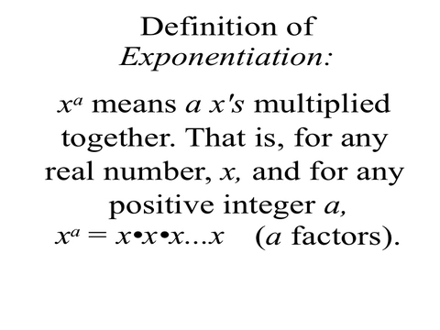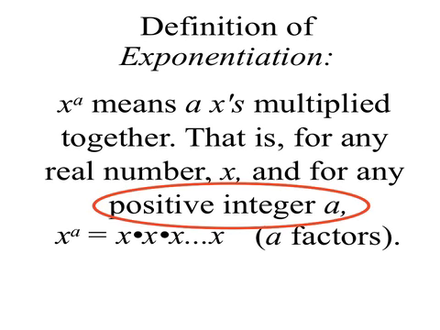Here's a definition of exponentiation. X to the a power means a x's multiplied together. That is, for any real number x and for any positive integer a, x to the a power is equal to x times itself a number of times. Well, this is a great definition, but it applies to just positive integers.